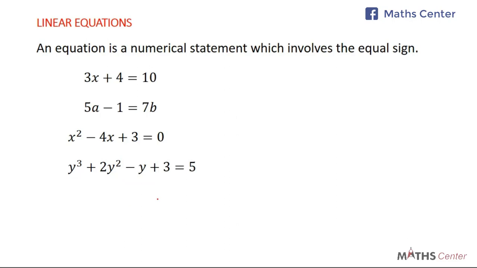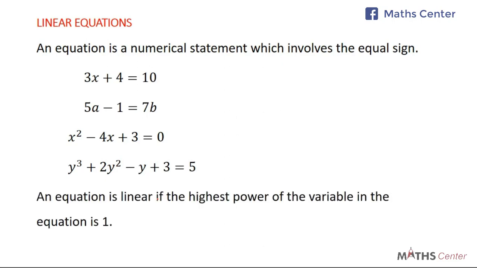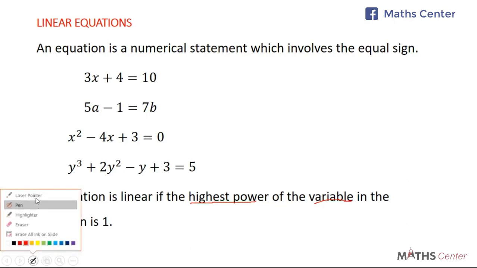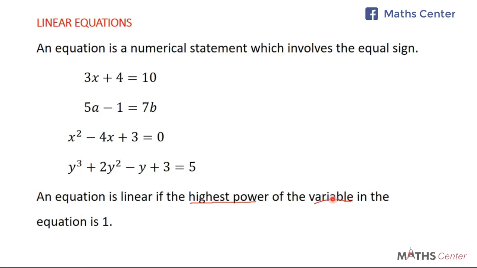So we've seen what an equation is. Now, what is a linear equation? An equation is linear if the highest power of the variable in the equation is 1. Now, what does this mean? We have these terms here, highest power and variable, and we are going to explain them.